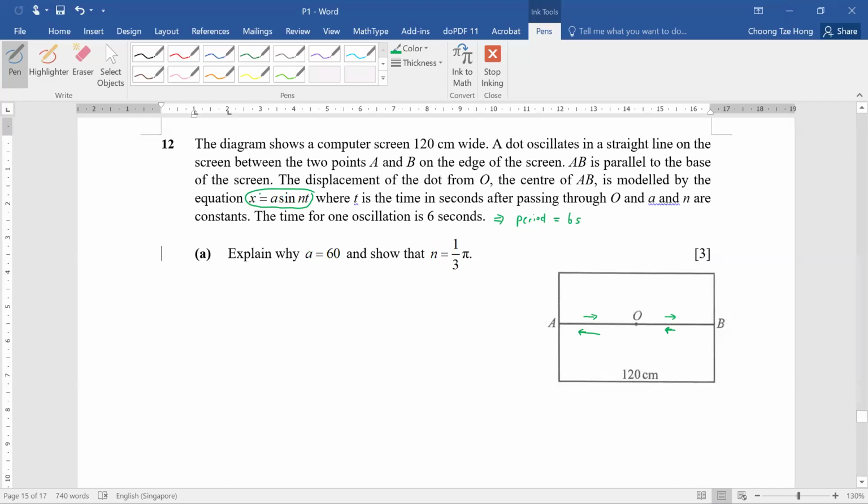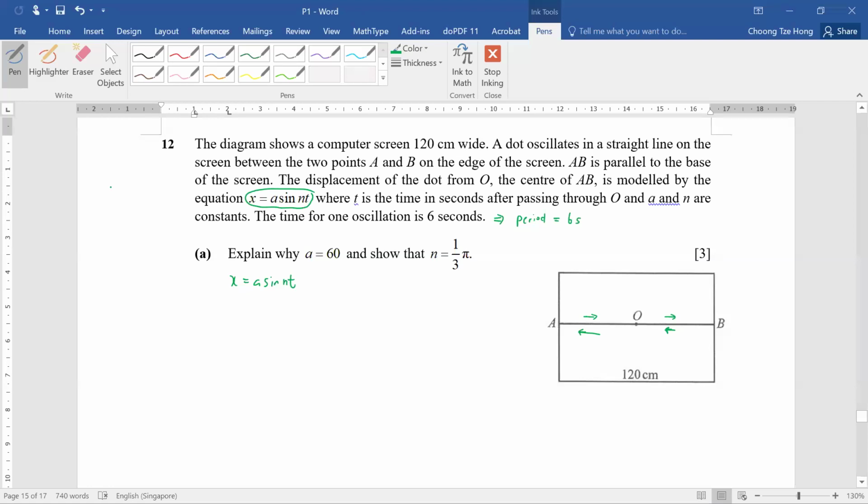So you recall if you have a trigo function x equals A sine nt, do you recall what this letter A stands for? This letter A, if you have recalled correctly, refers to the amplitude of the graph. The amplitude of the graph is the maximum displacement of the graph from the center position of the graph.